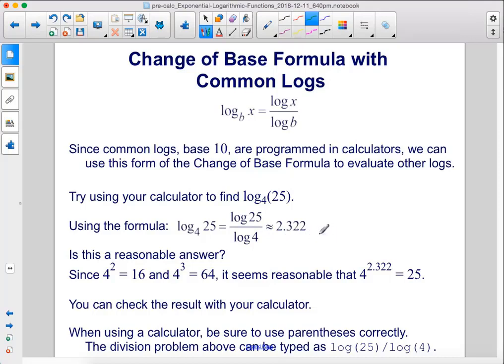Is this a reasonable answer? Since 4 squared equals 16 and 4 to the third power equals 64, it seems reasonable that 4 to the 2.322 power would equal 25. You can check the result with your calculator. When using a calculator, be sure to use parentheses correctly. The division problem above can be typed as log open parenthesis 25 close parenthesis divided by log open parenthesis 4 close parenthesis.